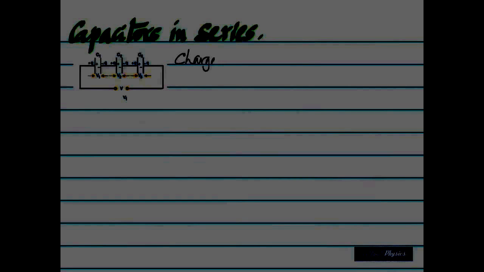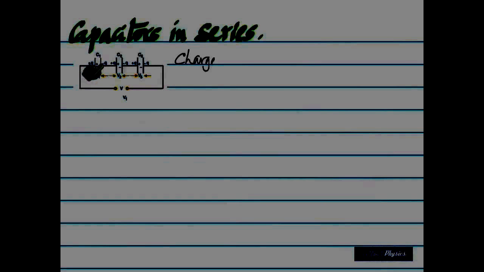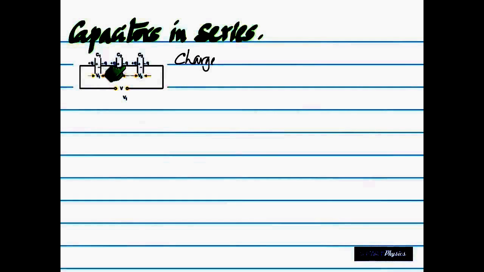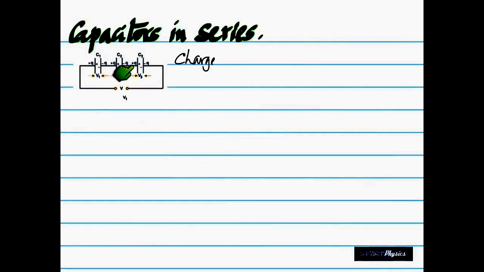How do you know? If you look at the charges, you see that the positively charged plate is here and the negative is here, but the negatively charged plate is connected to the positively charged plate of the next one, and so is it here. So they're connected to oppositely charged plates, and that's how you know they are in series with each other.